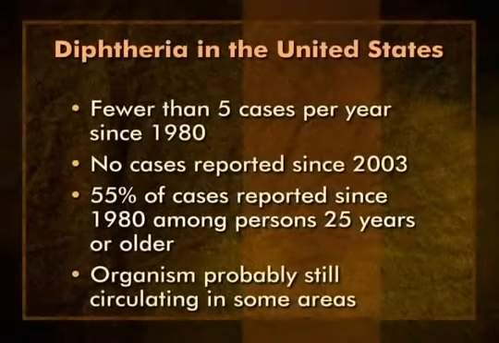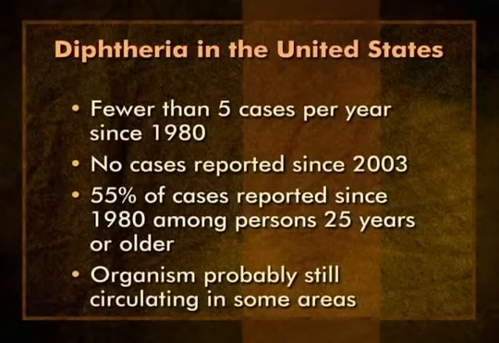Fewer than 5 cases of diphtheria have been reported each year in the U.S. since 1980. Only 28 cases were reported from 1990 through 2003, and no cases have been reported since 2003. 55% of cases reported since 1980 were among adults 25 years or older. But the lack of cases does not mean the organism is gone. The organism is probably still circulating in some areas of the United States.